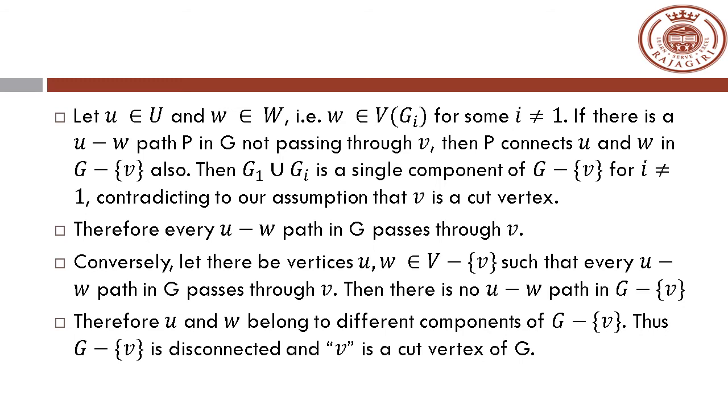Conversely, let there be vertices U, W belonging to V minus singleton set {V} such that every UW path in G passes through V. Then there is no UW path in G minus V. Therefore, U and W belong to different components of G minus V. Thus, G minus V is disconnected and V is a cut vertex of G. Hence the theorem.